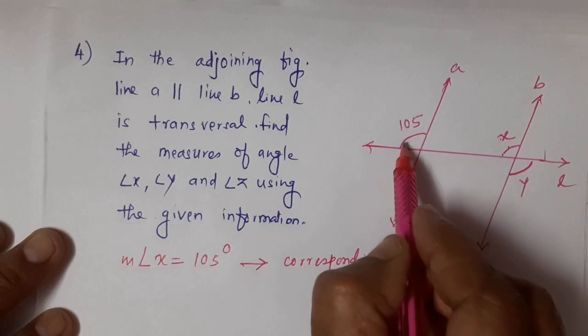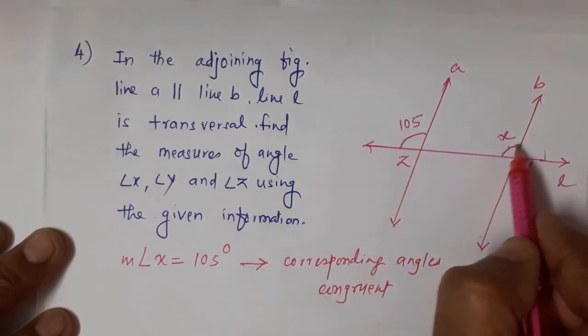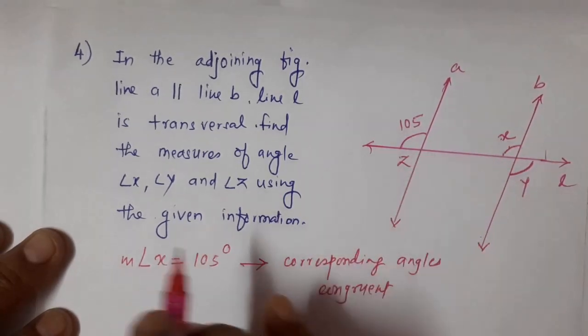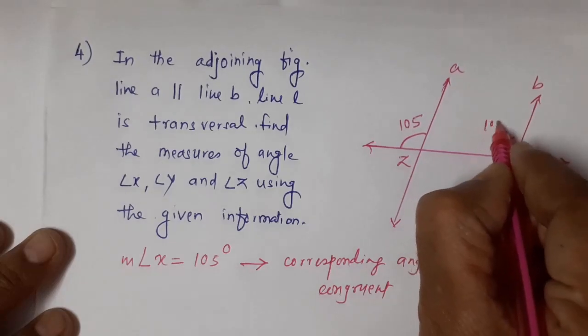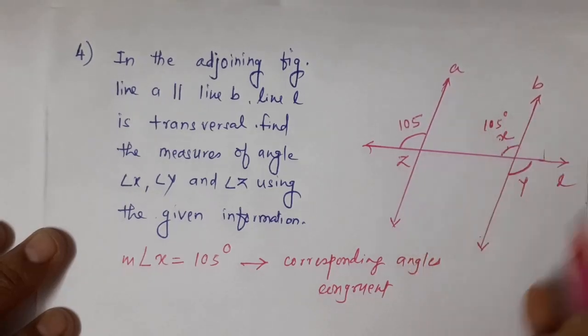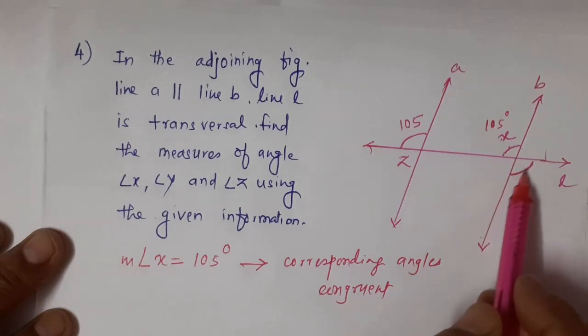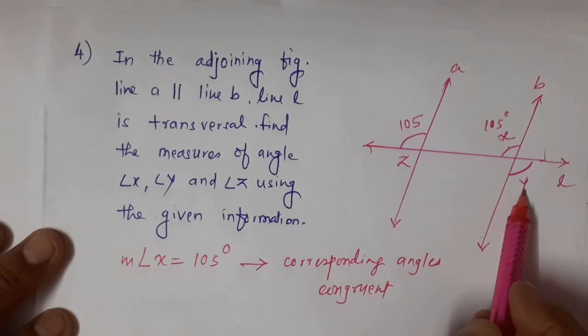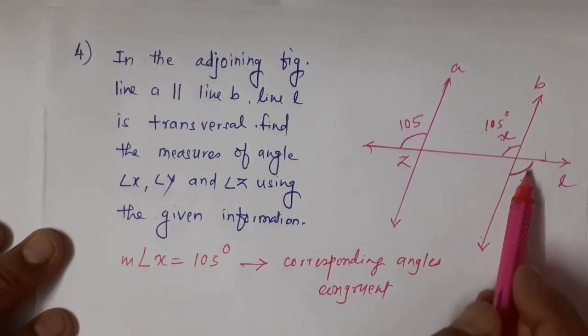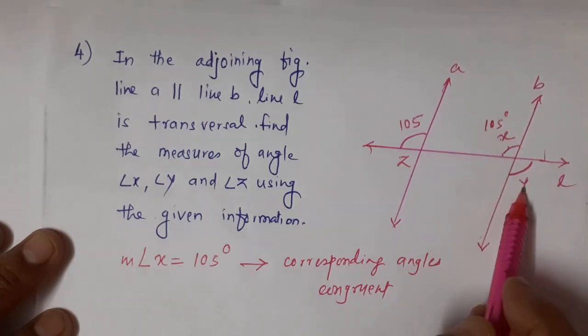Whatever the measure of this angle, 105, that is equal to X. So X is equal to 105 degrees, we have found out, and Y is the opposite angle of X. So whatever the measure of X will be the measure of Y.